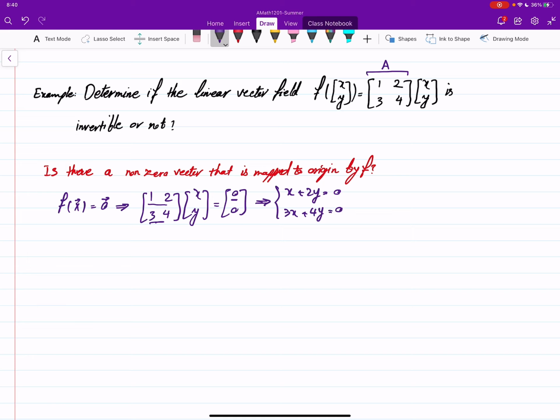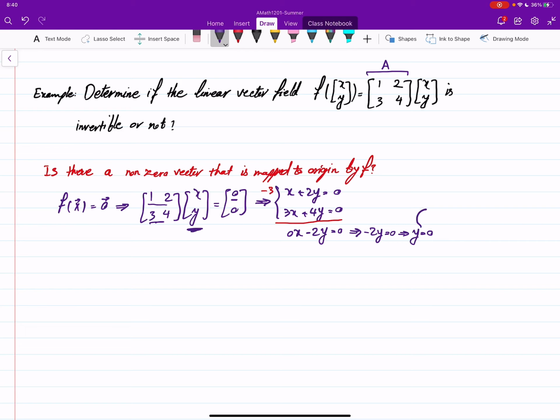Now I have to solve this system of linear equations. This is an easy linear system because if I multiply the first row by -3 and add it to the second equation, the first equation you multiply by -3, we are not changing anything. Adding to the second one, we get 0x plus -2y equals 0. And this means that -2y is equal to 0, and that means that the second component of such a vector must be equal to 0.